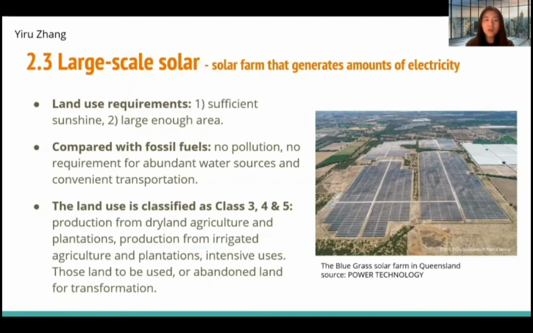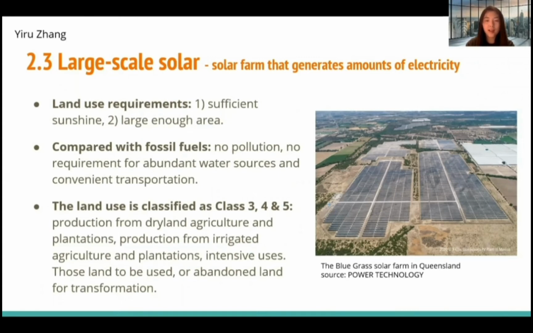Compared with traditional fossil fuel power generation, large-scale solar doesn't pollute the water and the land because it doesn't produce waste residue and greenhouse gases. In addition, fossil fuels need convenient transportation to transport biomass and water resources as raw materials to participate in a reaction, and for waste treatment. These conditions are not necessary for large-scale solar farms.